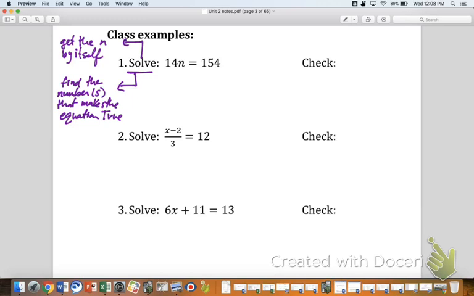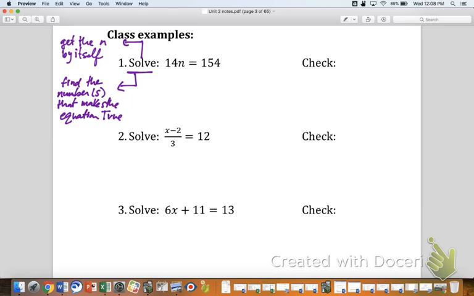We're going to have to do some algebra to get it that way. Exactly. So guys, these are two classic meanings of the word solve. Find the solutions that make the equation true, or get the variable all by itself. These are two classic ways to look at it. We're going to talk about how you do that and then how you check your answers.